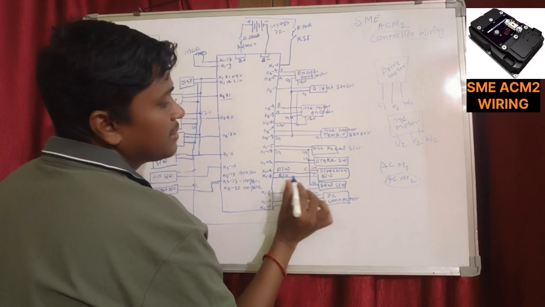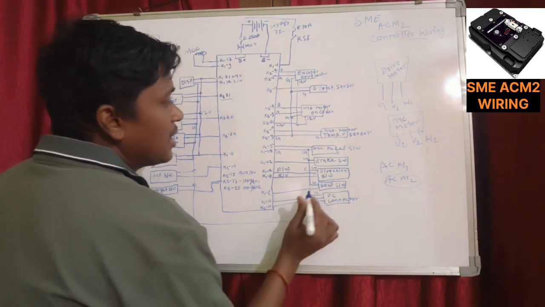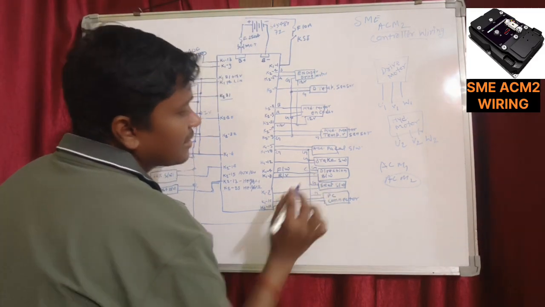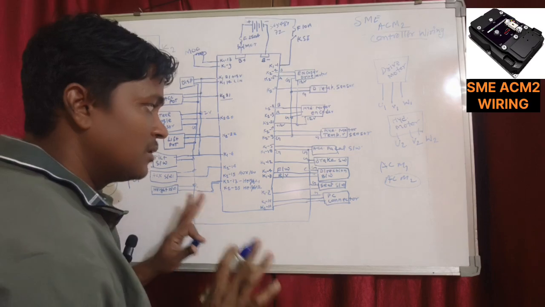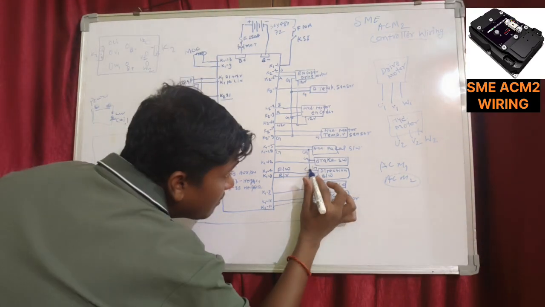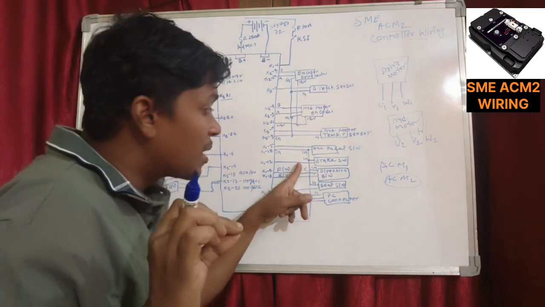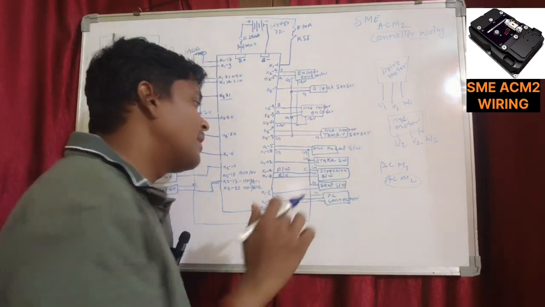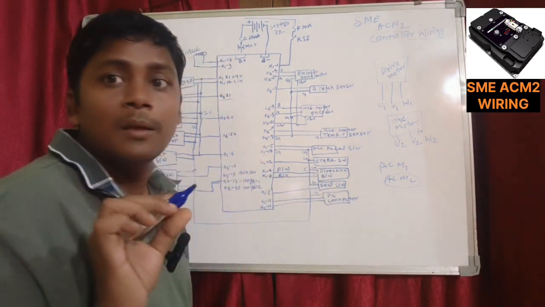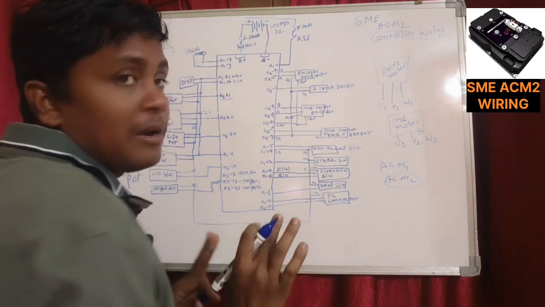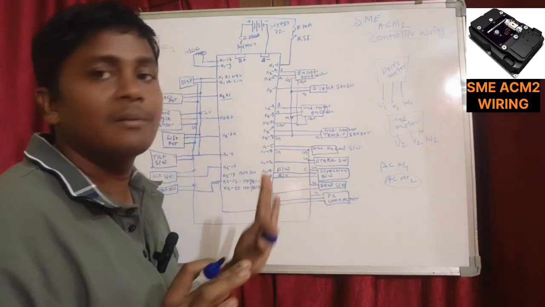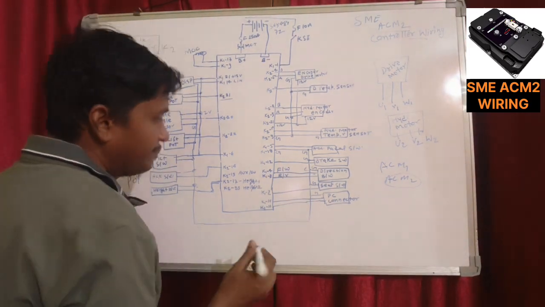K13 will be connected with the reverse point of the direction switch, and K118 will be connected with the common of this direction switch. See, K118 is compulsory to connect with the common point of the direction switch. You cannot connect with another one. The machine will start malfunctioning if you connect with any other point.